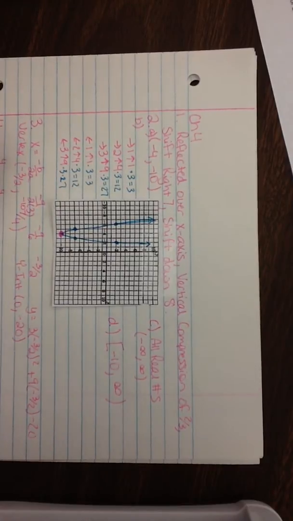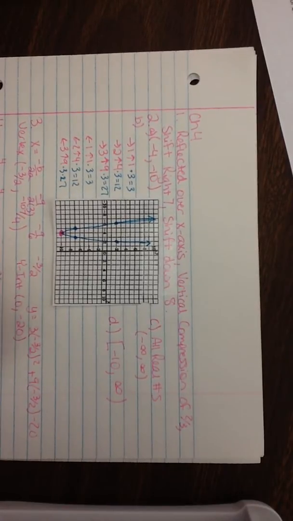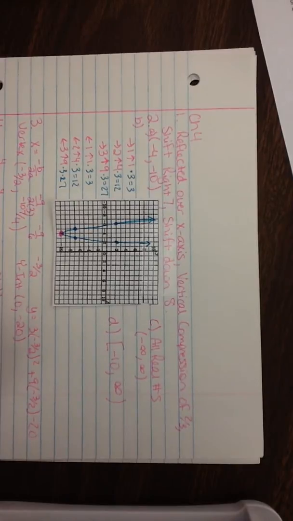Then to find my y, I plug that back in. So y equals negative 2 times negative 1 squared minus 4 times negative 1 plus 6. So my vertex is going to be at (negative 1, 8).